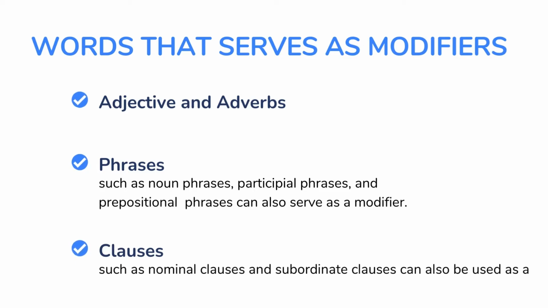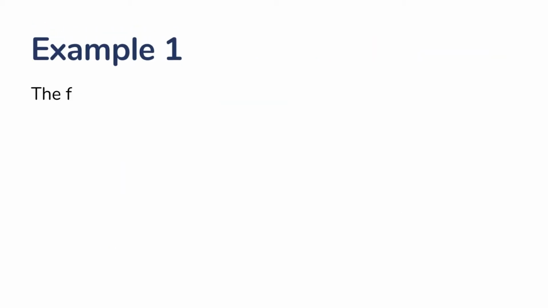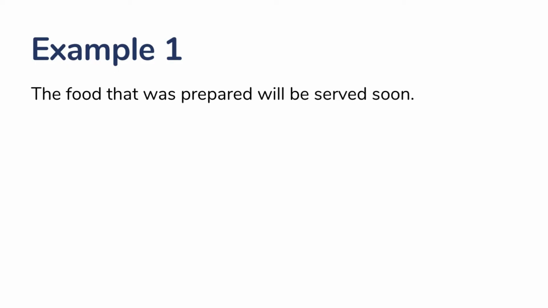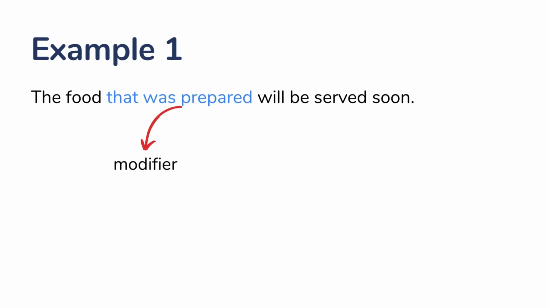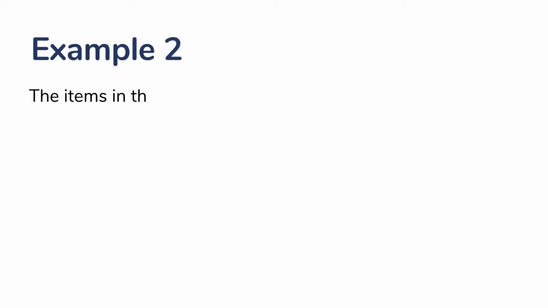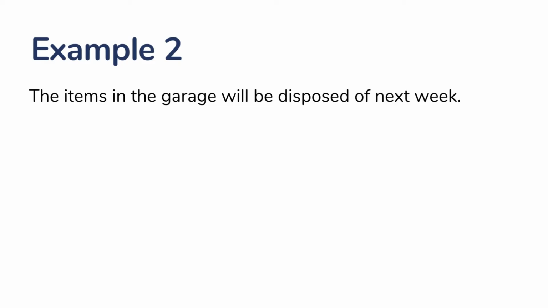We examined several examples, and here are two of them. Example 1. The food that was prepared will be served soon. In this sentence, that was prepared was identified as a modifier and is a clause modifying the word food. Example 2. The items in the garage will be disposed of next week. In this sentence, the prepositional phrase in the garage was identified as a modifier and is modifying the word items.